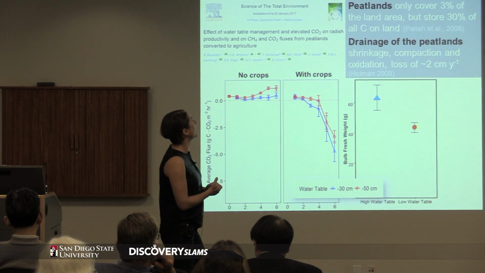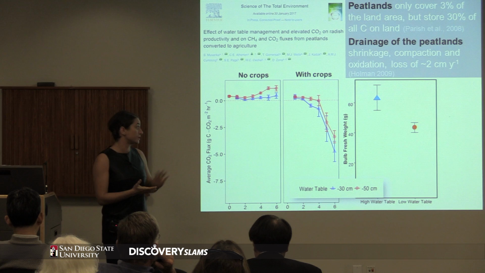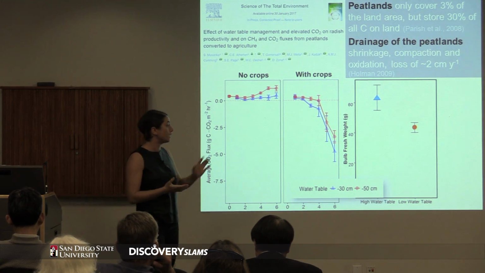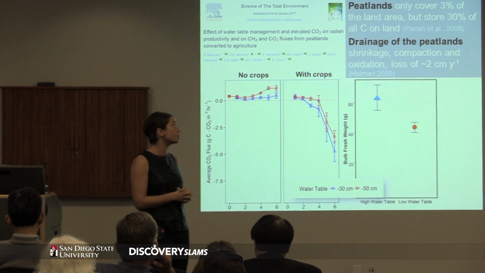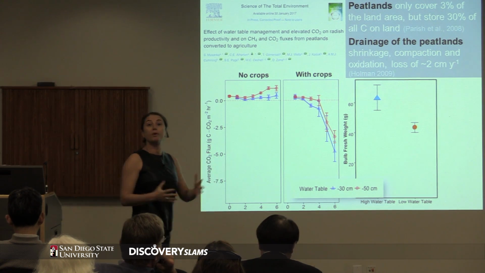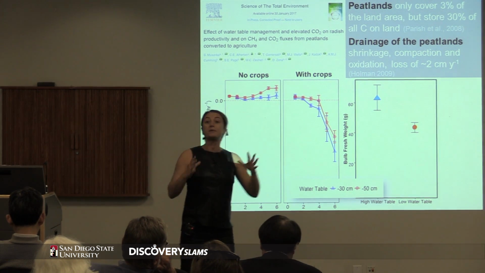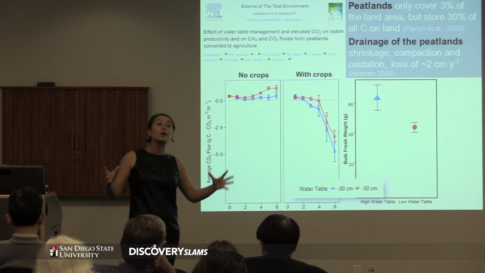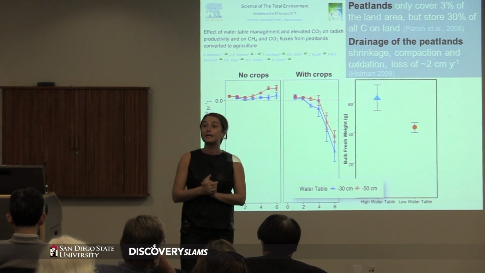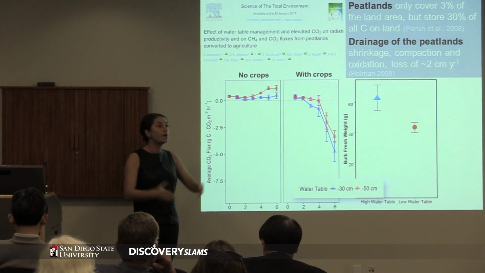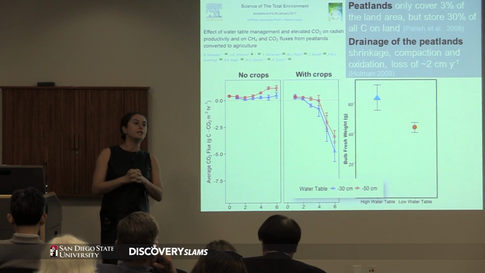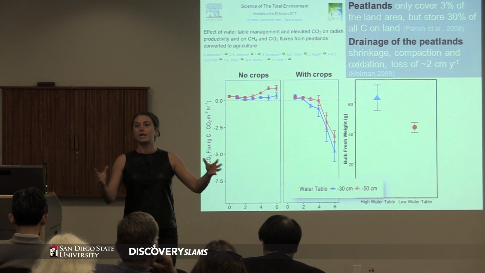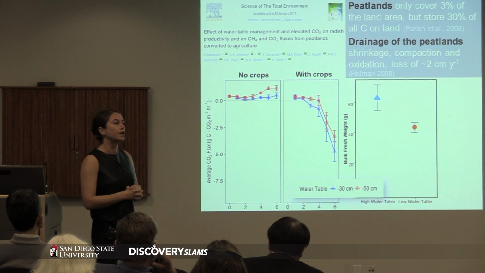This is on a paper we published just a few weeks ago on peatland drained for agriculture. Why are peatlands important? They only cover 3% of the land area, but they are actually storing about 30% of all carbon on land. So they are a really important carbon storage. Of course, you have this very rich soil. The farmers want to drain them, and have been draining them for agriculture.